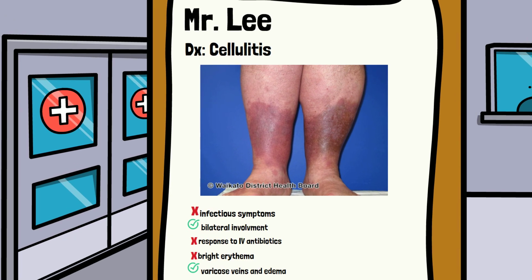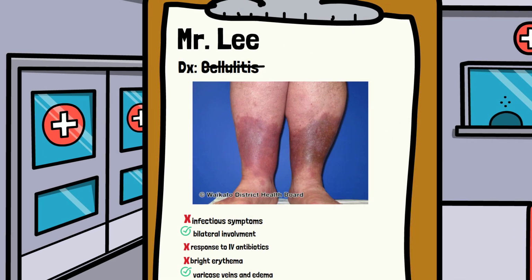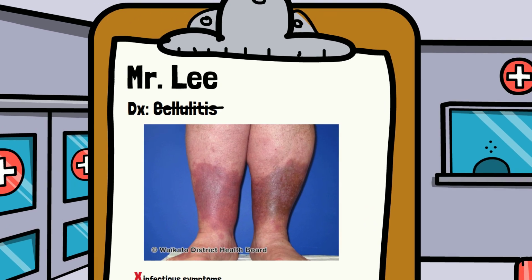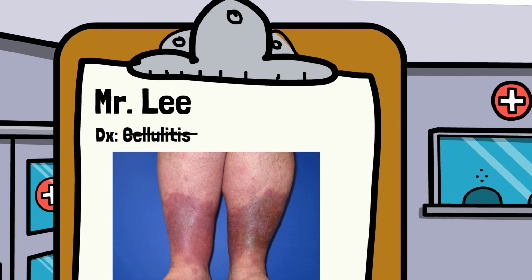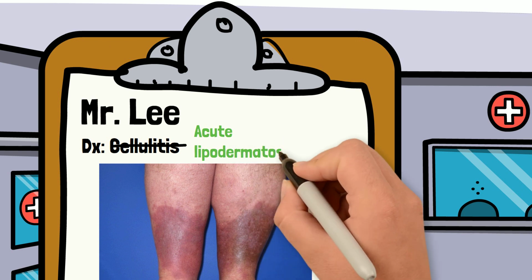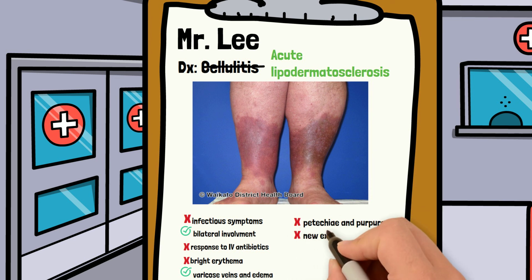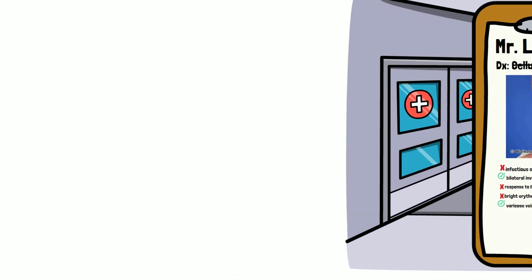Since Mr. Lee was already started on empiric antibiotic therapy, you are unable to use the ALT70 tool to assess for cellulitis. This highlights the importance of doing a thorough workup and exploring the differential before a diagnosis of cellulitis is made. His clinical presentation of painful erythematous indurated plaques on the legs points you towards acute lipodermatosclerosis. The absence of systemic symptoms, absence of petechiae and purpura, as well as the lack of new occupational and recreational exposures help to redefine the differential. You confirm the diagnosis with your preceptor, and appropriate workup for peripheral venous insufficiency is initiated.